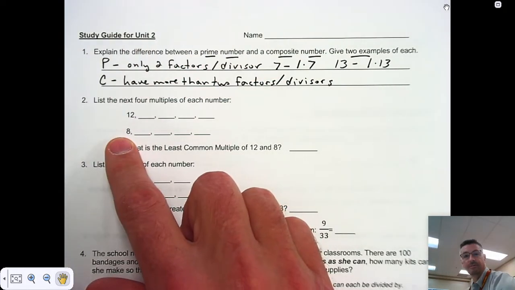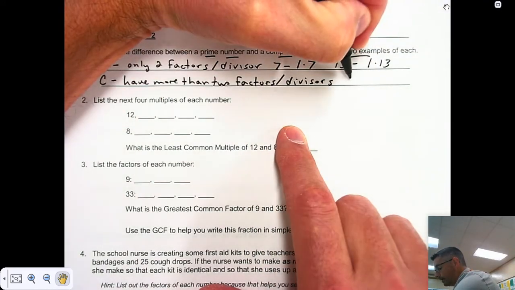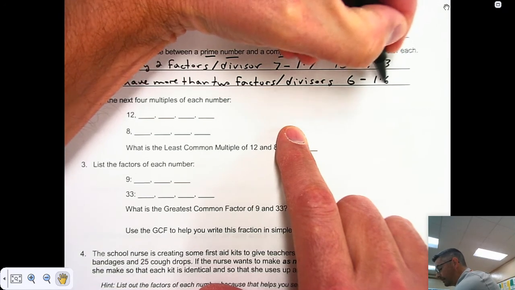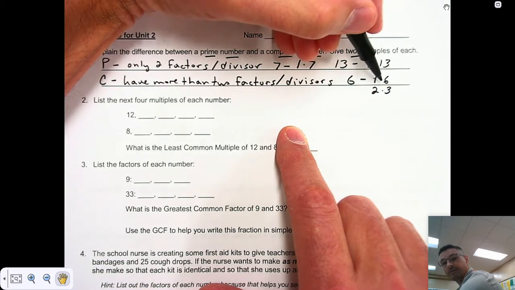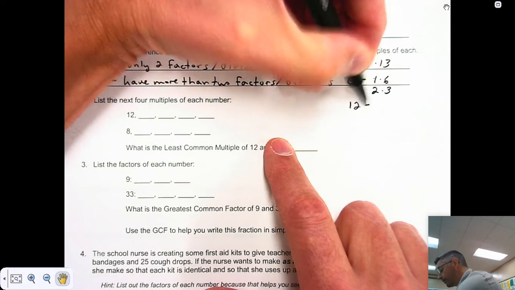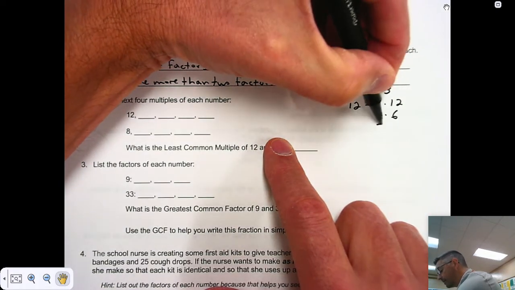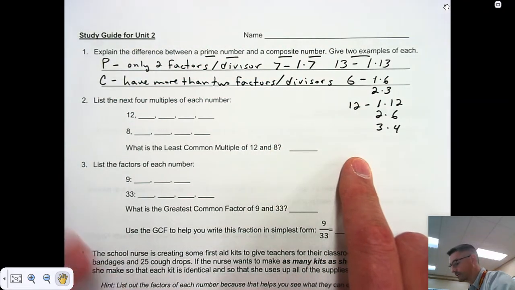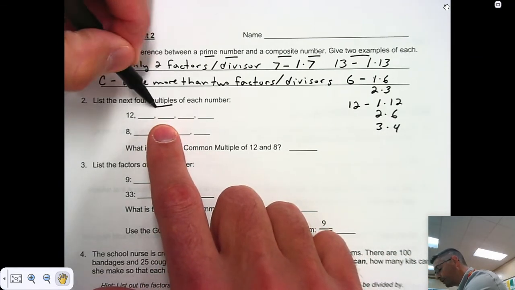Remember, if you know the factors of a number, those are also the divisors. So a number such as 6, 1 times 6, 2 times 3. These are the factors and divisors of 6. How about 12? 1 times 12, 2 times 6, 3 times 4. So composites versus primes.